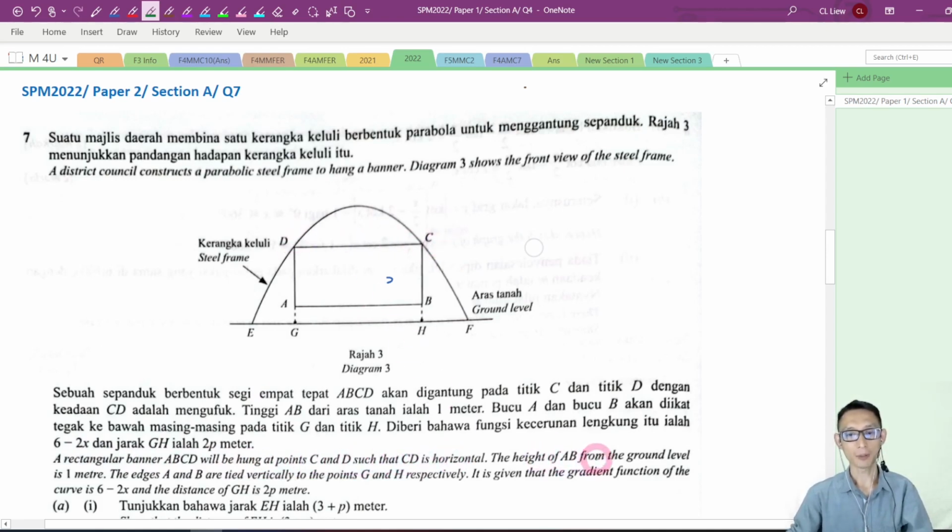The height of AB from the ground level is 1 meter. So it means that here is 1 meter. The edges A and B are tied vertically to the points G and H respectively. It is given that the gradient function of the curve is 6 minus 2x. This is the curve. So it means that dy by dx is equal to 6 minus 2x.